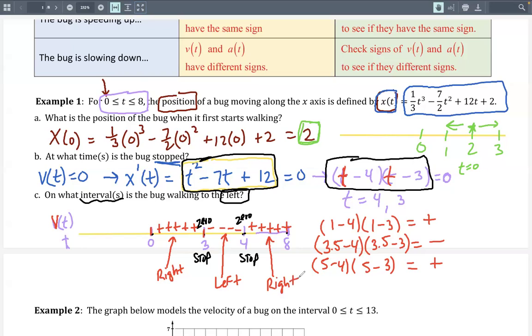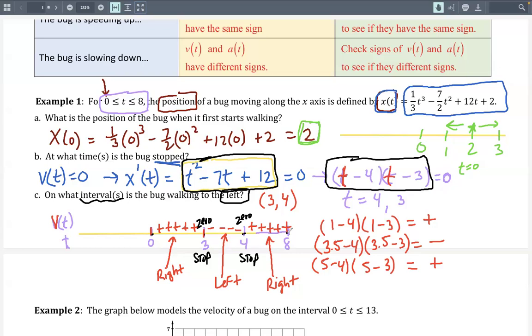All right, so now how do you answer this question? On what intervals of time is the bug walking to the left? It's walking to the left from time 3 to time 4. So my answer to the question is on the time interval of 3 to 4. Okay, that's all we need. How do I know it was the left? Because that was the interval of time in which it had a negative velocity. It would be walking to the right from 0 to 3 and from 4 until 8.